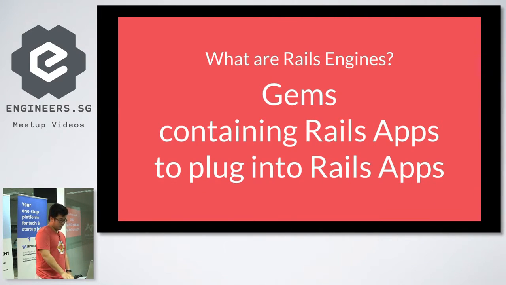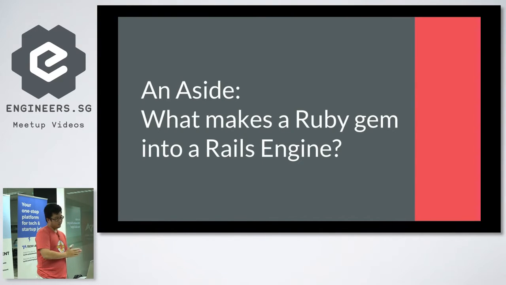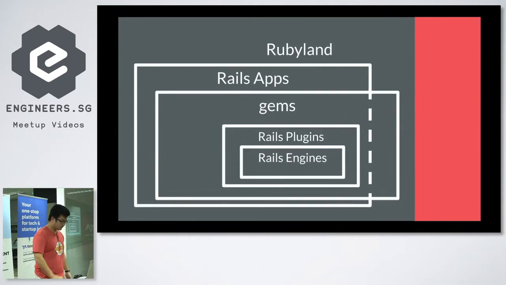Okay. So I have an aside now. What makes a Ruby gem to a Rails engine? Because clearly not all Ruby gems are Rails engines. Some of them are clearly not. They just don't work in Rails, right? So they don't have to be a Rails engine. So I try to visualize this.